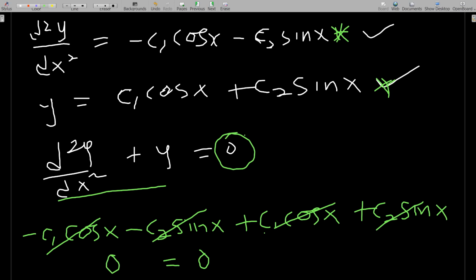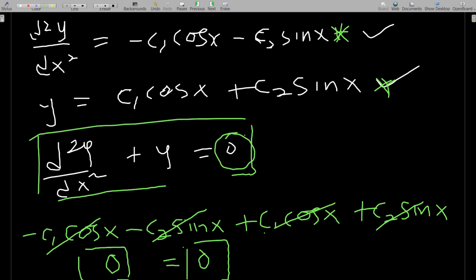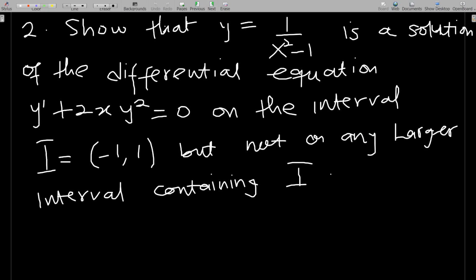After substituting your function into the differential equation, indeed we had the left side equal to the right side, and this shows that the function y of x equals c1 cos x plus c2 sine x is a solution to the differential equation. Now let's go to the next one.